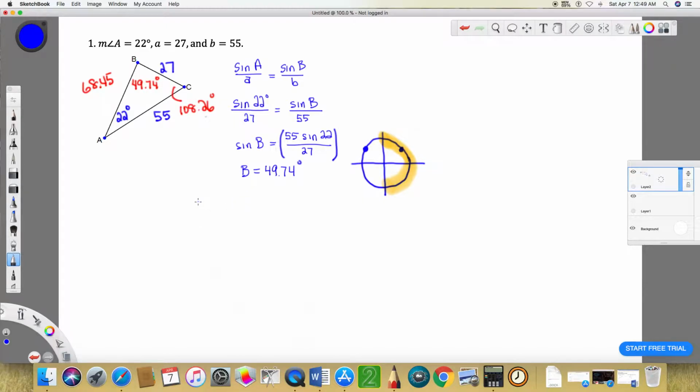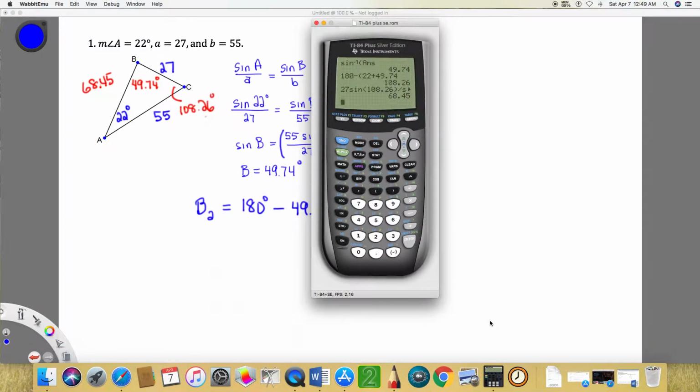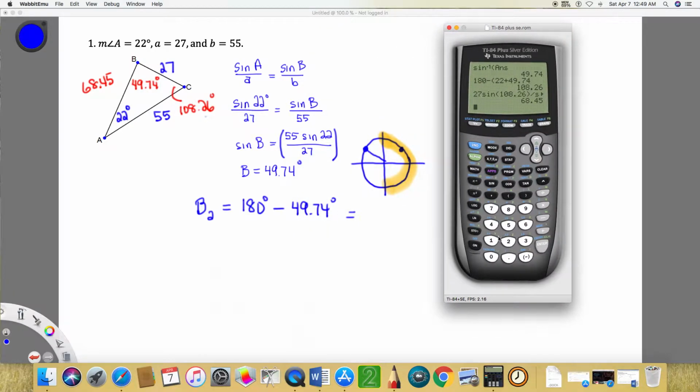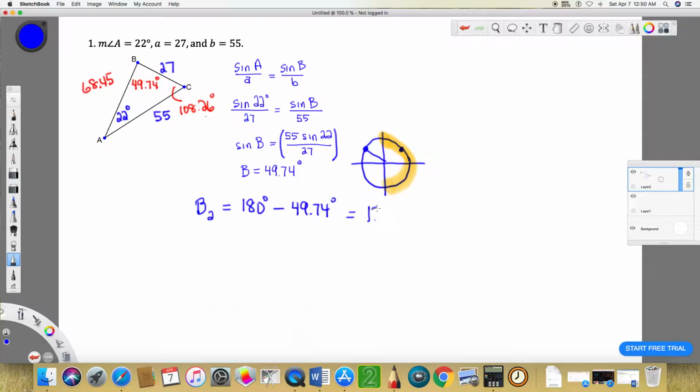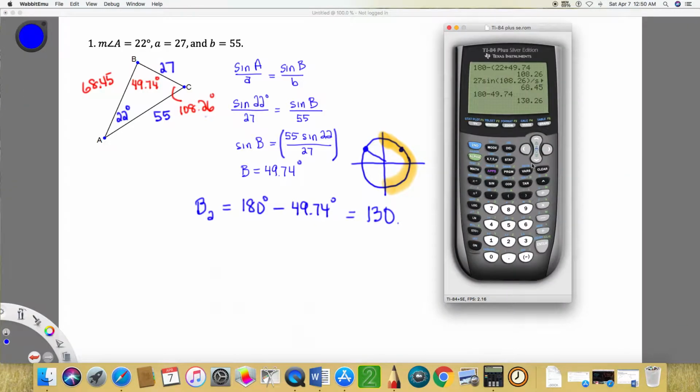So we know that there is a second angle measure B, where we can treat this 49.74 as a reference angle. If we take 180 minus 49.74, this angle also has that same ratio. So let's come in and do that. If we take 180 minus 49.74, we're getting 130.26.